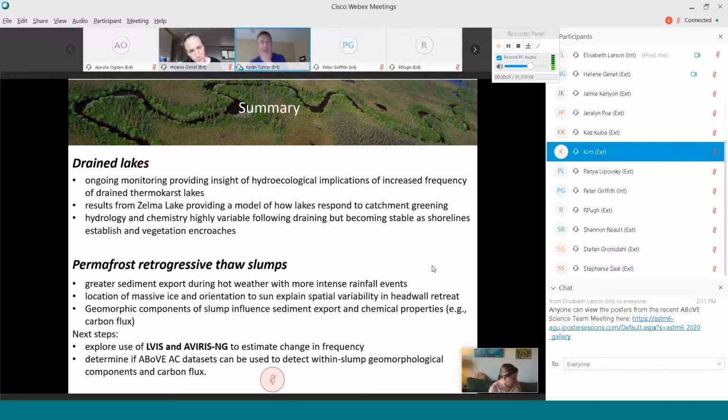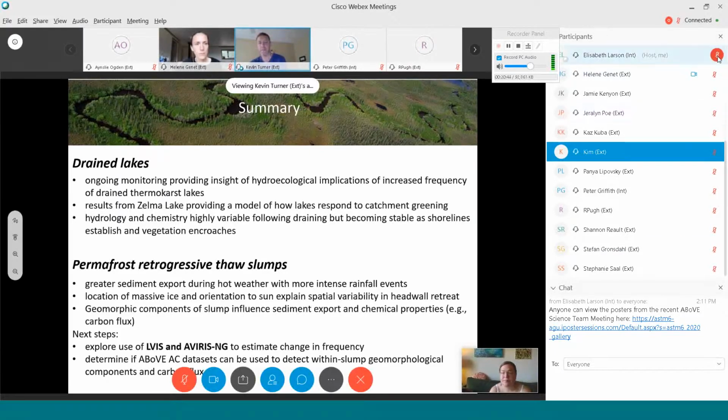And we have products from the UAV data that can help highlight some of the geomorphic components that are influencing the development of the slump as well as the chemical properties, including carbon flux. So next steps, I'd like to see how ABRIS data could be used with this. And I'll leave it at that. Thank you.